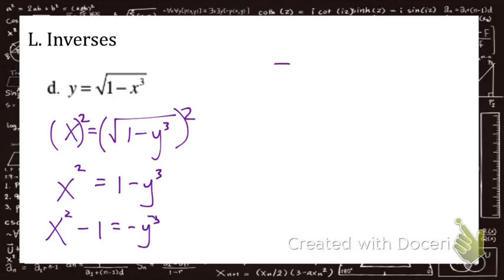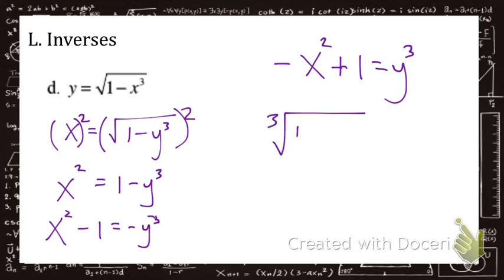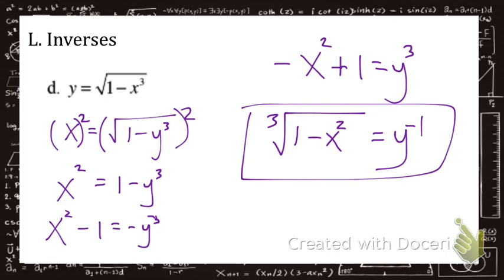So you'd have negative x squared plus 1 is equal to y cubed. And then last but not least, take the cubed root of both sides. So I'd have the cubed root of, and then if I rearrange these, that would be 1 minus x squared equals y. And that would be the inverse, so y inverse. Perfect.